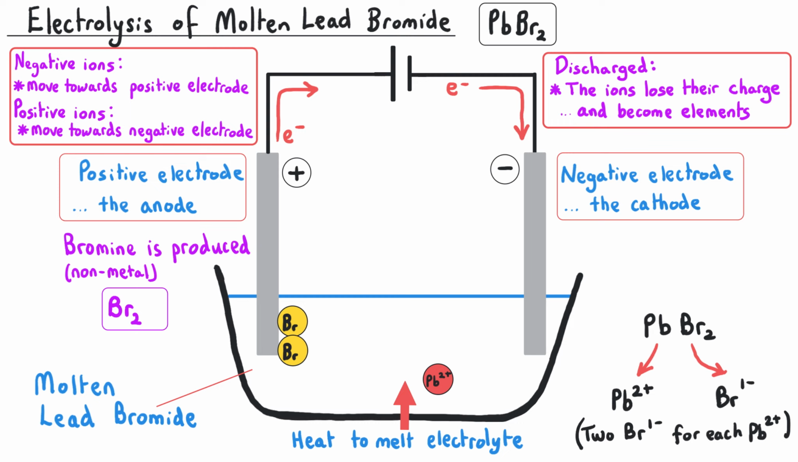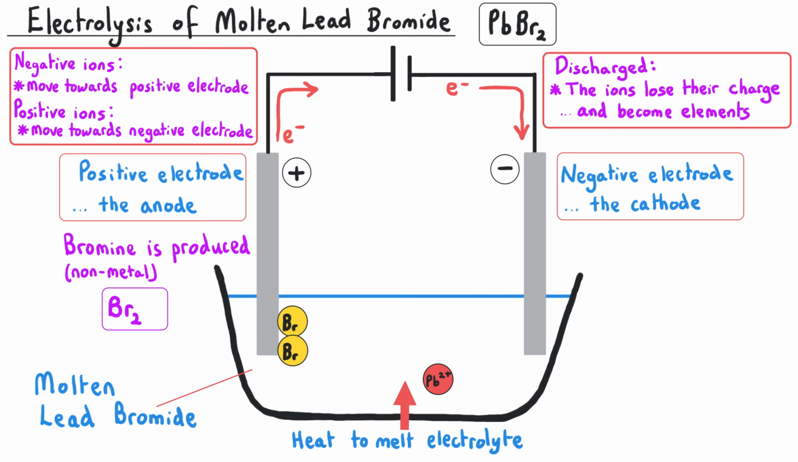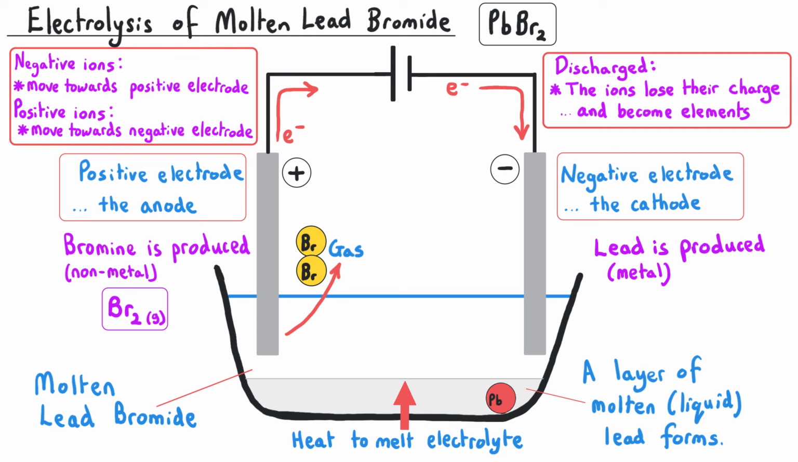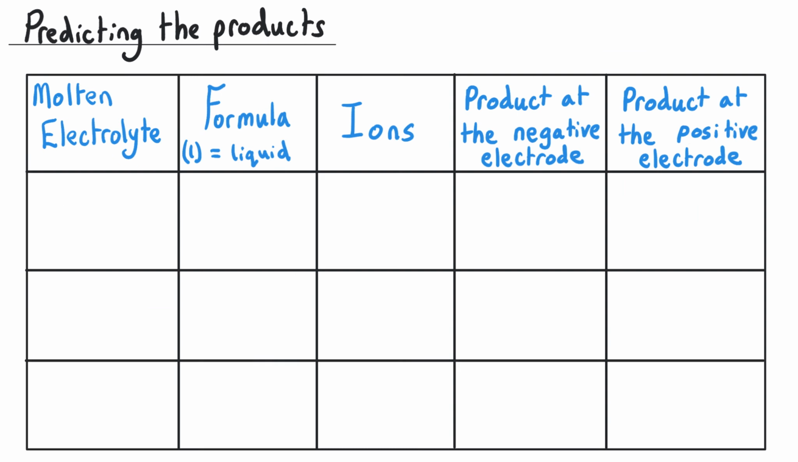And since this is taking place at a high temperature, high enough to melt the lead bromide, the bromine that forms will be a gas. And then the positive lead ions will be attracted towards the negative electrode, and they will gain electrons and become discharged as well. Remember, that means they have lost their charge. And they will become the element lead, which will then fall to the bottom of the container as a layer of molten lead.